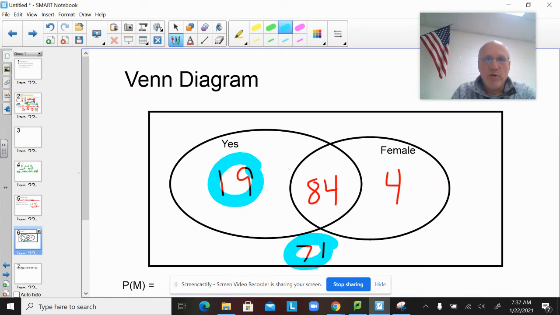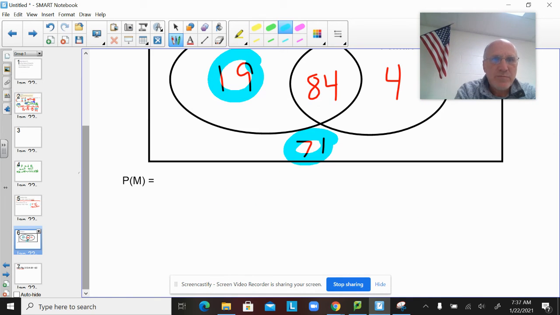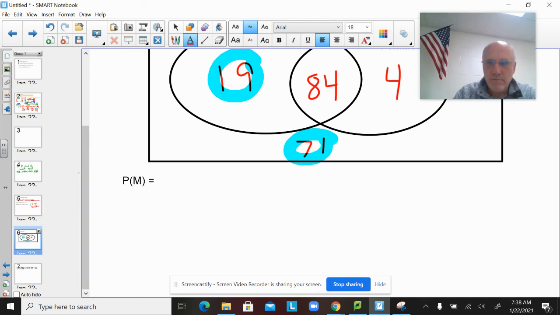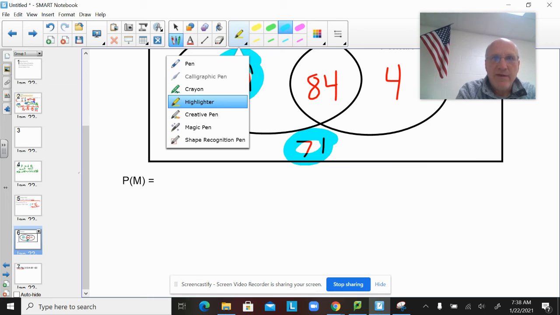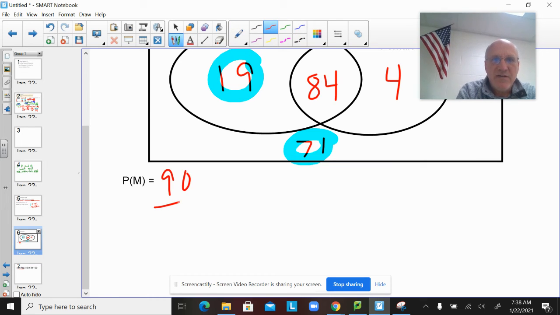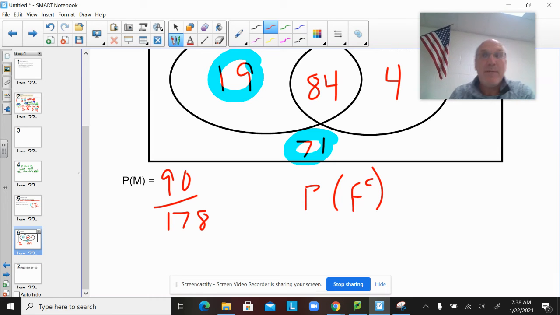So my probability of male would just be 90 out of 178. Let me remind you that I can write this as the probability of female complement. Remember, that means the probability of not female. Same thing. That would be 90 out of 178.